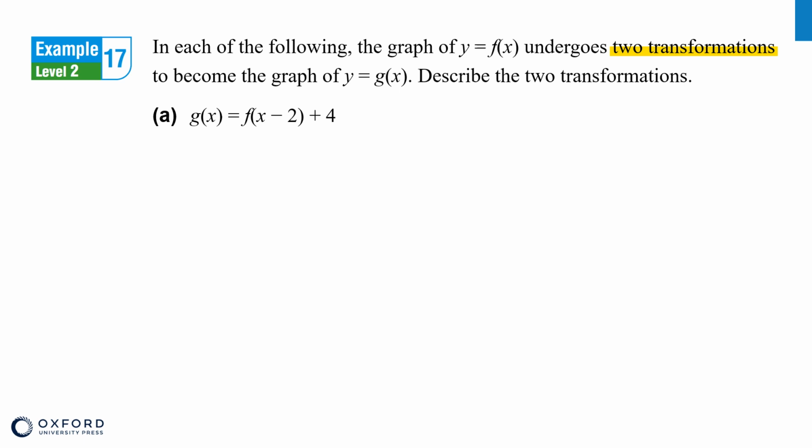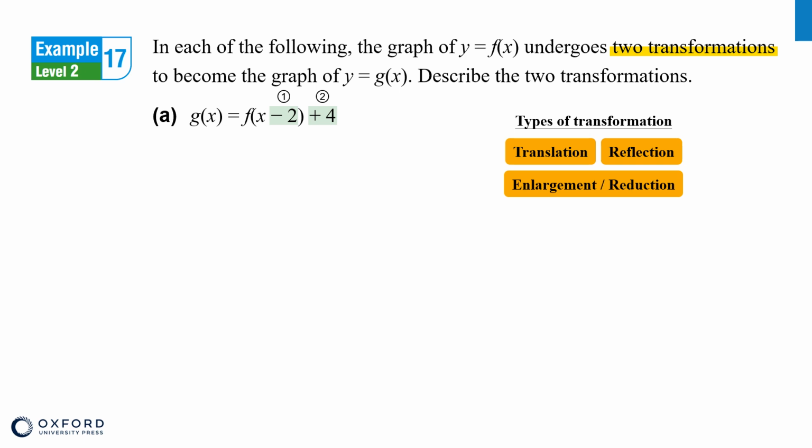Part A, g of x equals f of x minus 2 and then plus 4. The first transformation is this minus 2 inside the brackets, and the second transformation is this plus 4 outside the brackets. Before we continue, can you tell which types of transformations they are? Translation, reflection, or enlargement or reduction? Remember this, when only addition or subtraction is involved, the type of transformation will always be translation. So that involves two translations for this graph of function.